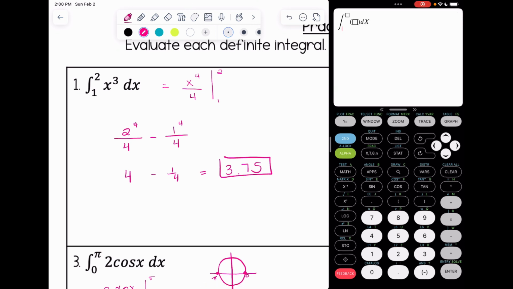So I'm going to simply type in the numbers from our question, which means 1 is our lower bound. I use my arrow keys to get to the upper bound, where I'm going to type in 2. Then I use my arrow keys again, and I'm going to type in our function, which was x cubed. Once I see that everything here matches our question in number 1, I just press the enter key. And you can see that I can confirm my answer from before was correct, that that integral is equal to 3.75.